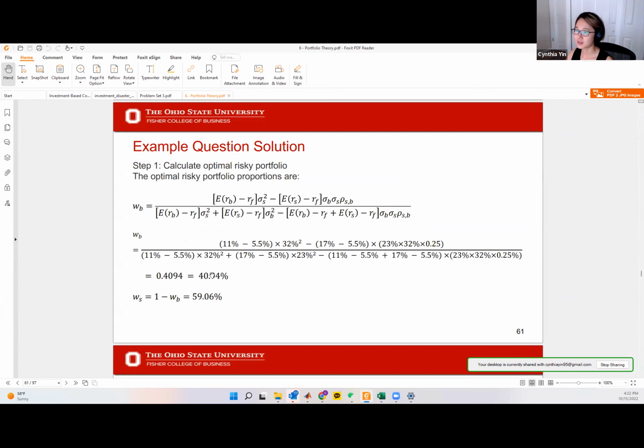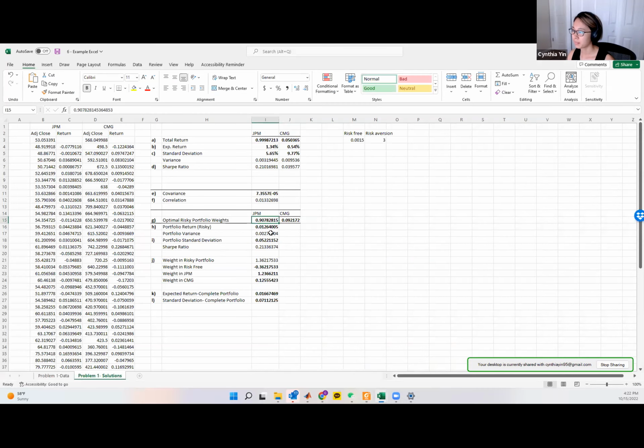And I assume you know that because it might be tested on quiz 3. So just plug in this formula in Excel and it's going to give you the number. So the optimal risky portfolio weight includes around 90% in JP Morgan and around 10% in Chipotle. And the risky portfolio return will be just the weight in JP Morgan times expected return on JP Morgan plus the weight in Chipotle times the expected return on Chipotle.